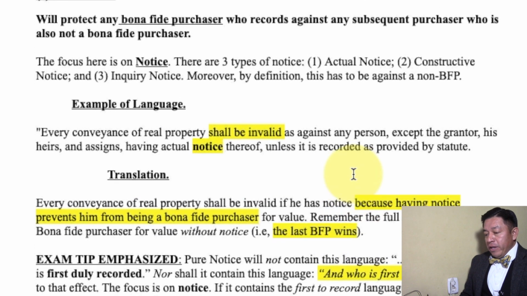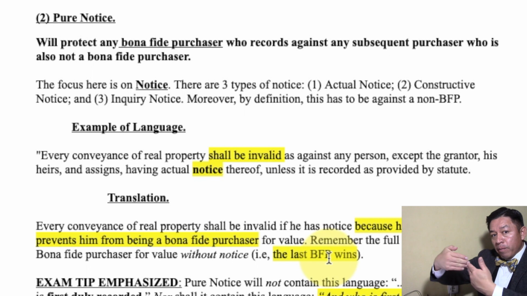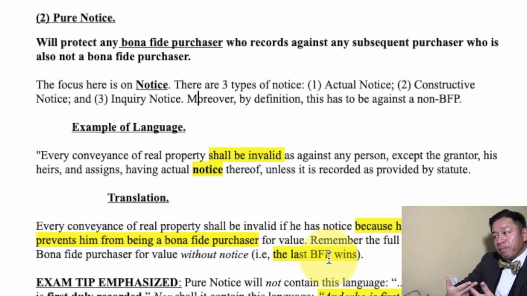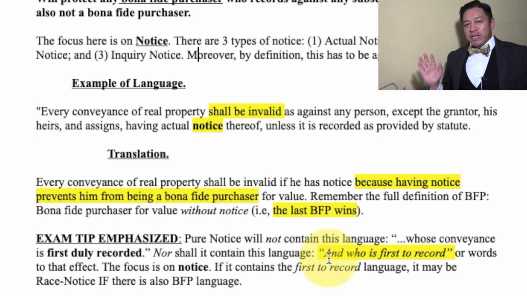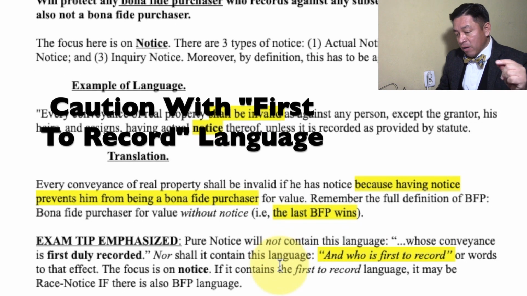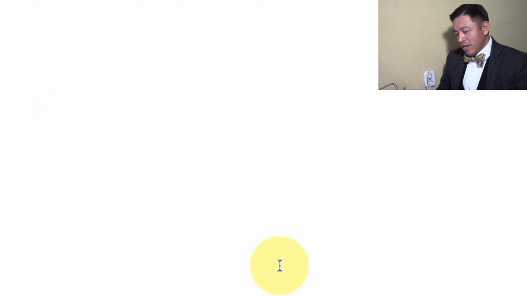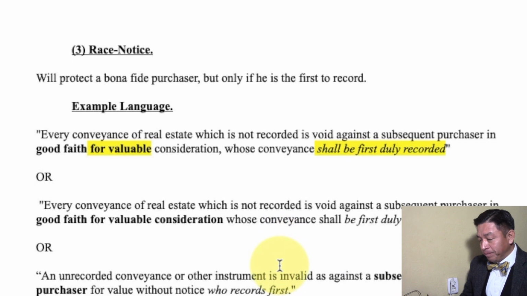Okay, now in the pure notice, the last BFP is going to prevail. Why? Because if another person that claims to be a BFP comes in, he's going to have notice, then he's not a BFP. Remember, pure notice, the last BFP is going to prevail. All right, simple, right? I also look for this language. Now let's look at that language, the first to record, because that sounds like what? What does that sound like? It sounds like a race notice statute. Let's look at that now.